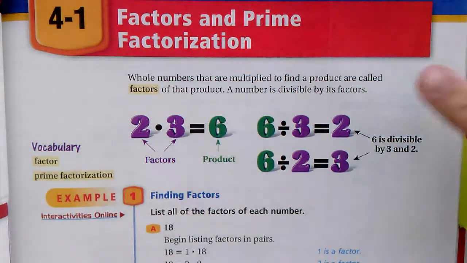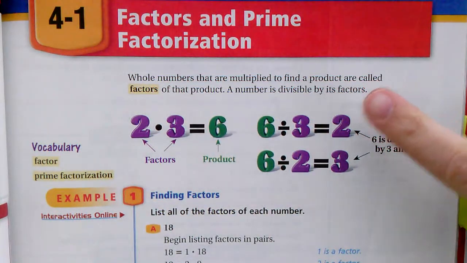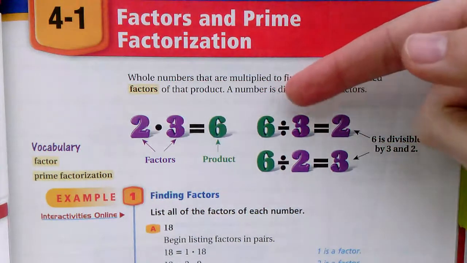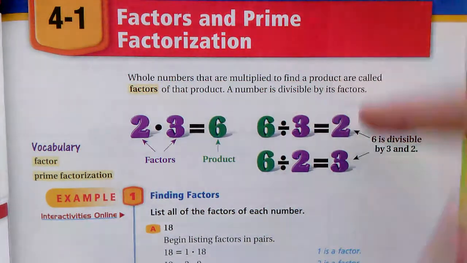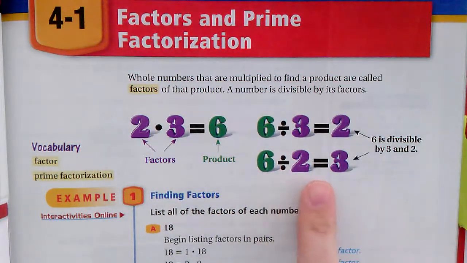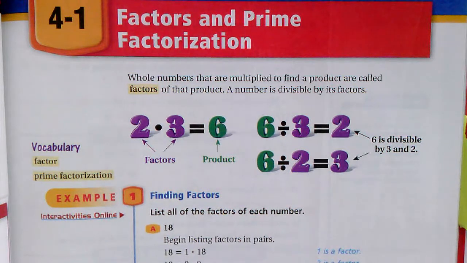And then over here, it shows you how 6 is divisible by 3. 6 divided by 3 is 2, and 6 divided by 2 is equal to 3. So you can see the example of how the factors find the product, but the product is also divisible by the factor. You can see that connection there.